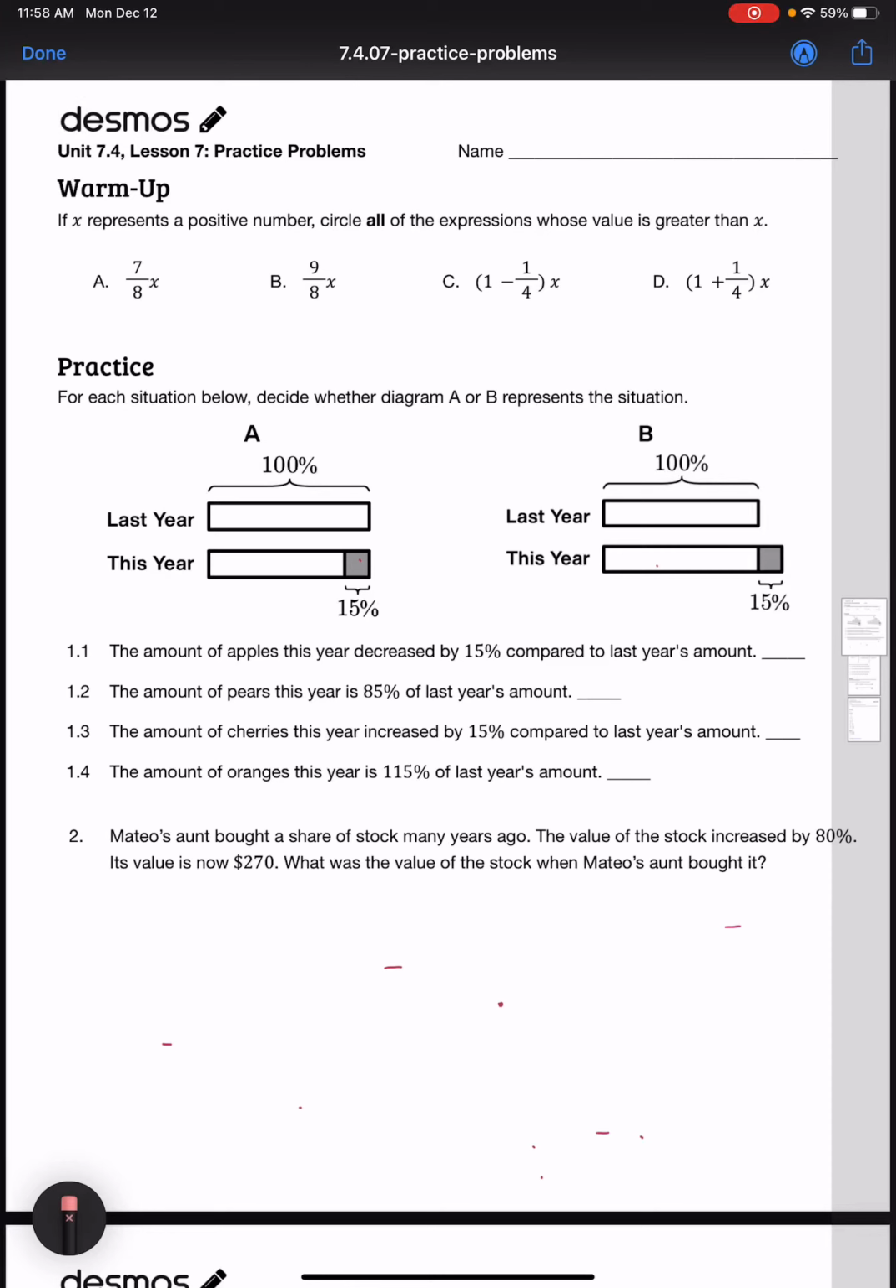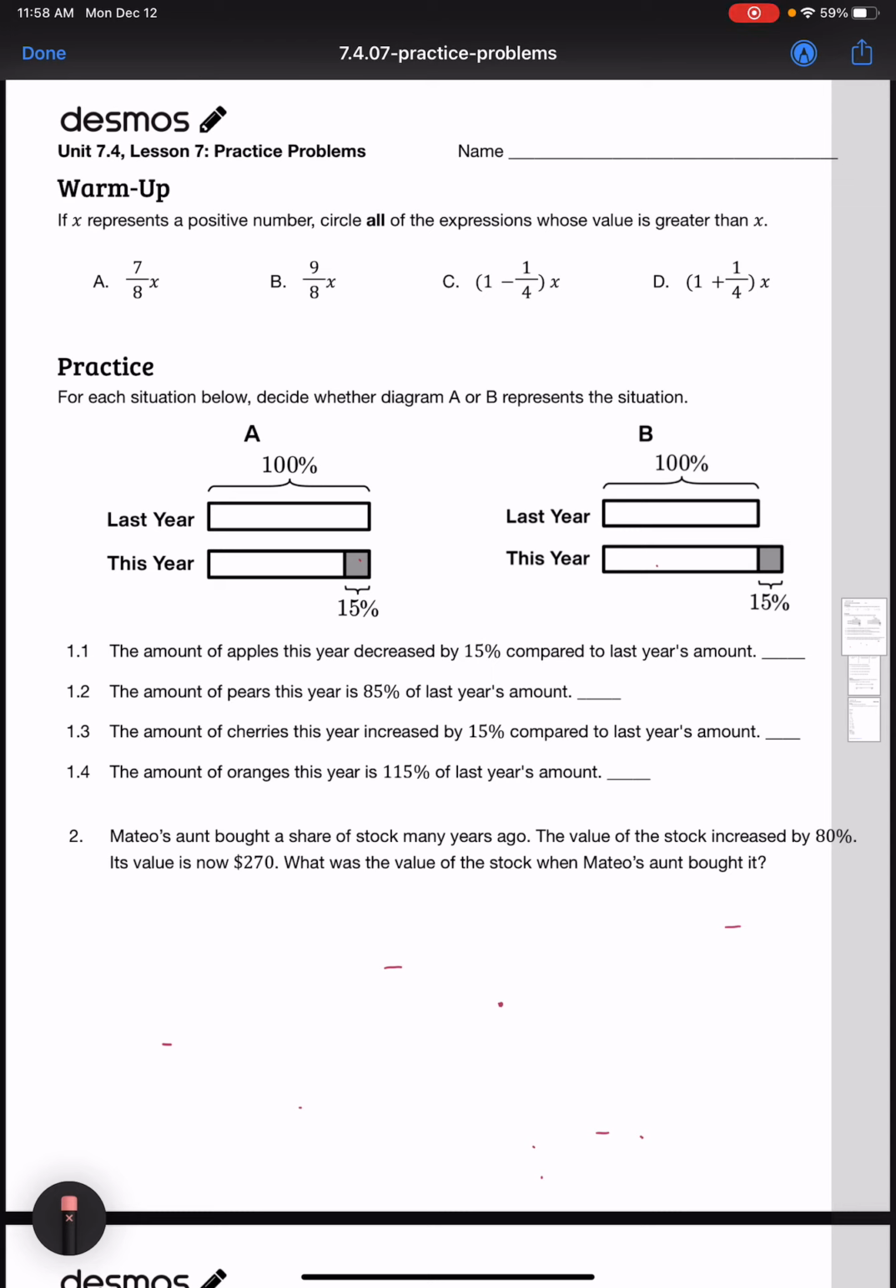So this is for Unit 7.4, Lesson 7. We are going to look at the warm-up first. If x represents a positive number, circle all of the expressions whose value is greater than 1.